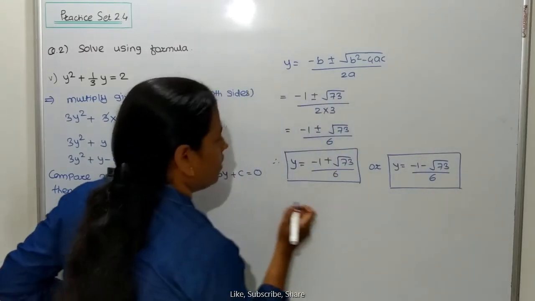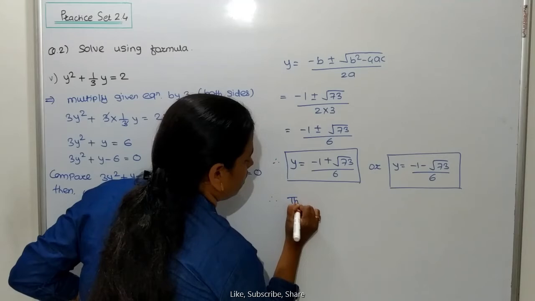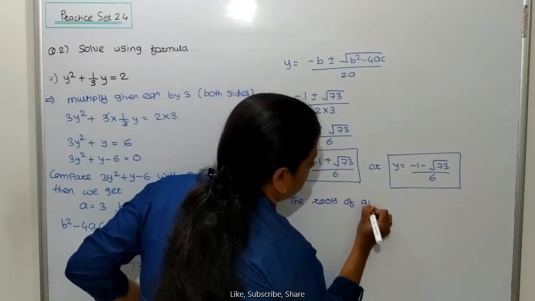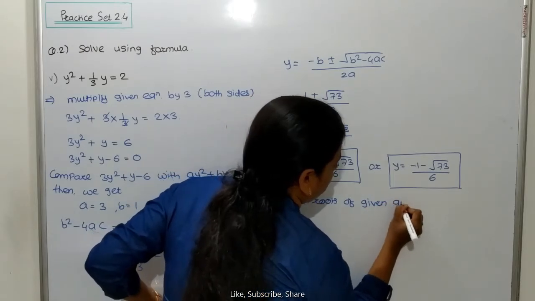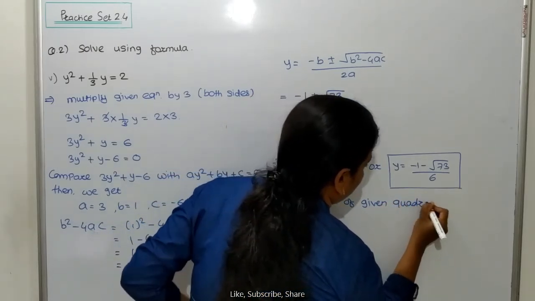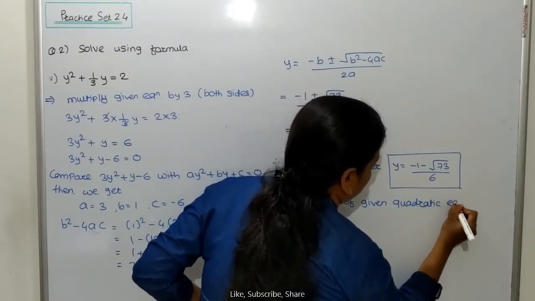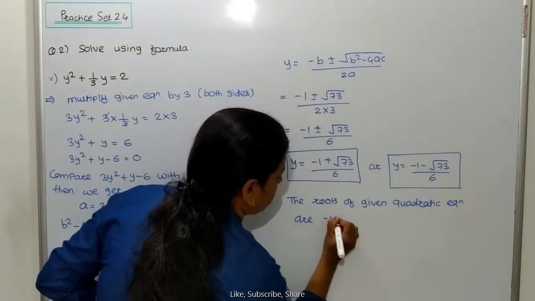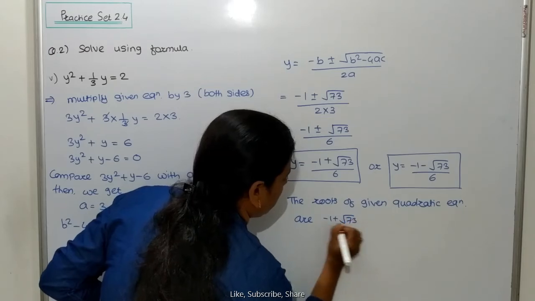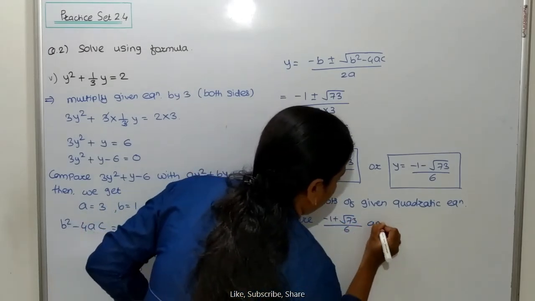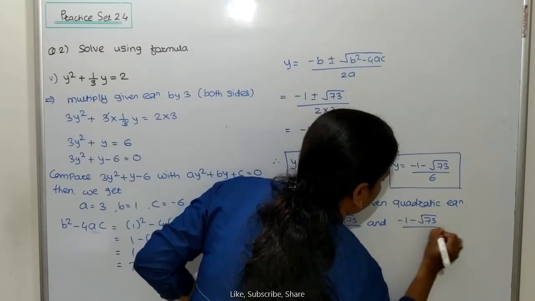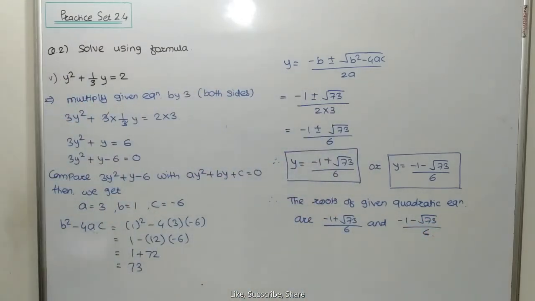Okay. So therefore, the roots of the given quadratic equation are minus 1 plus root 73 upon 6 and minus 1 minus root 73 upon 6. Okay. So in this way we have to solve question number 5 also.